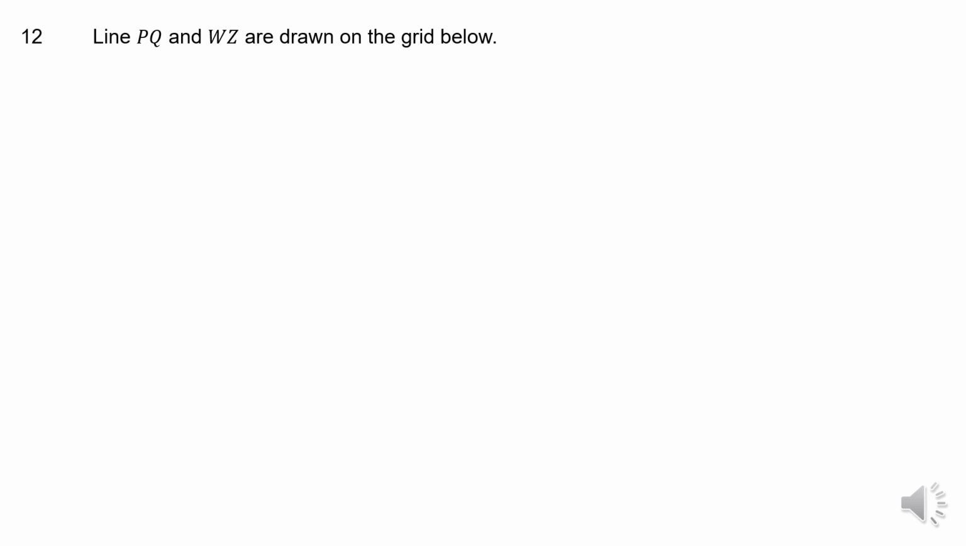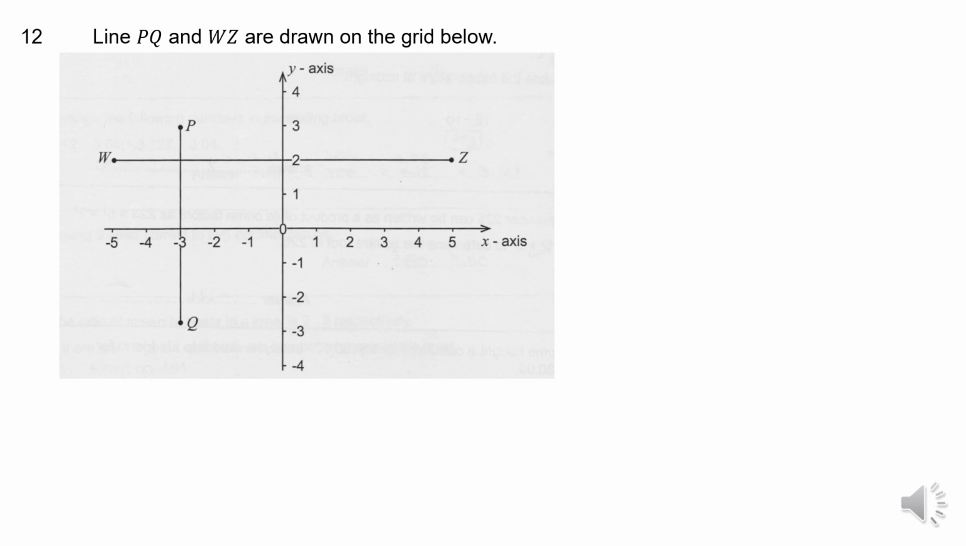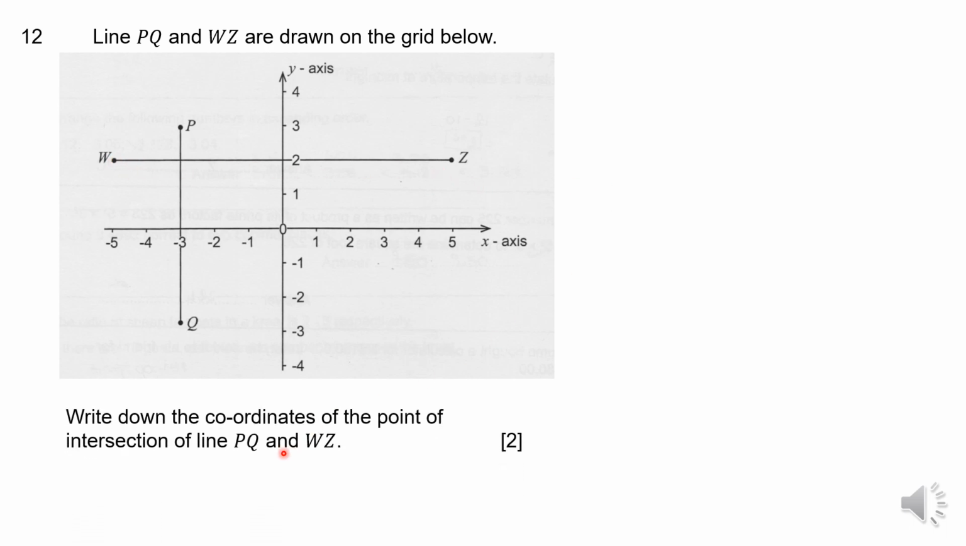Right, so this particular question here, we have a line that intersects with another line. You have a vertical line, PQ, and a horizontal line, WZ. What they are asking us here is to write down the coordinates of the point of intersection, this little point here.